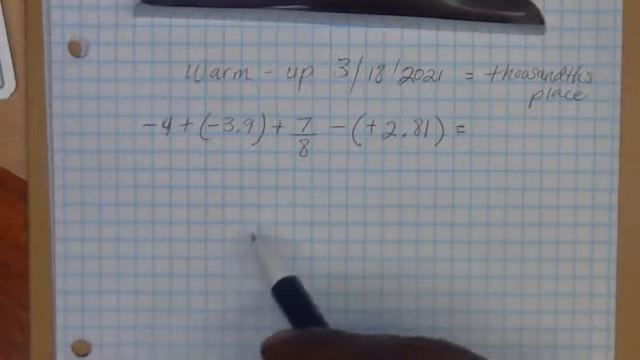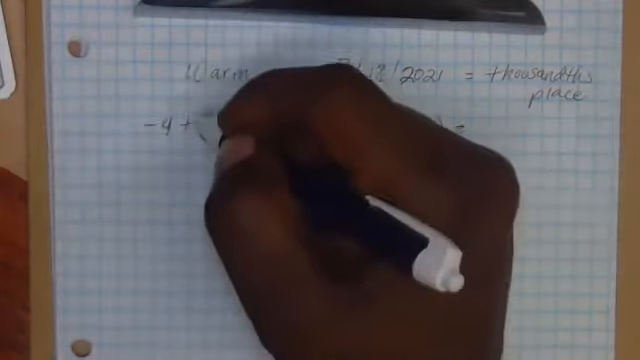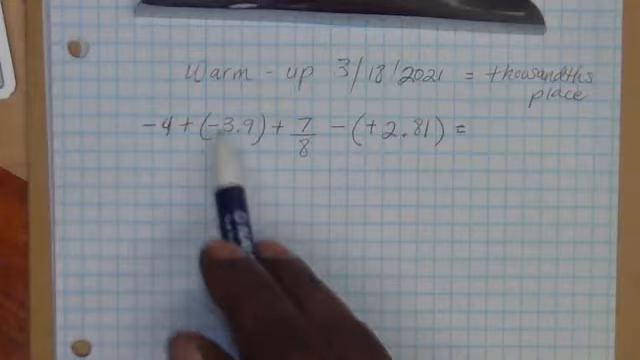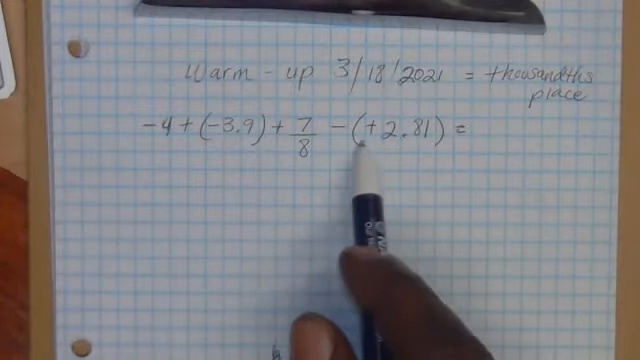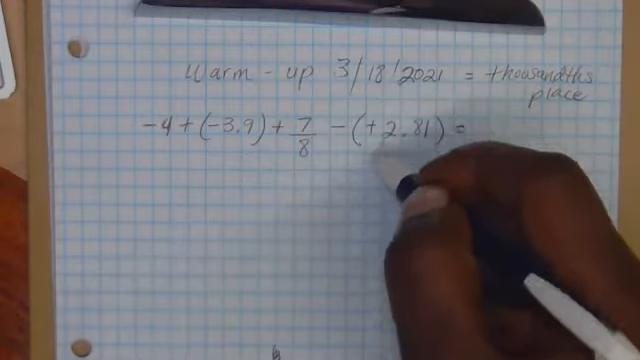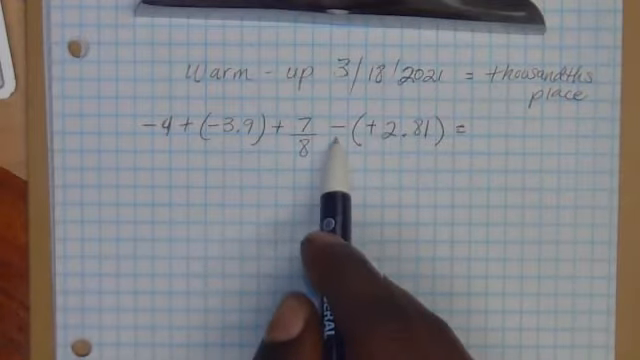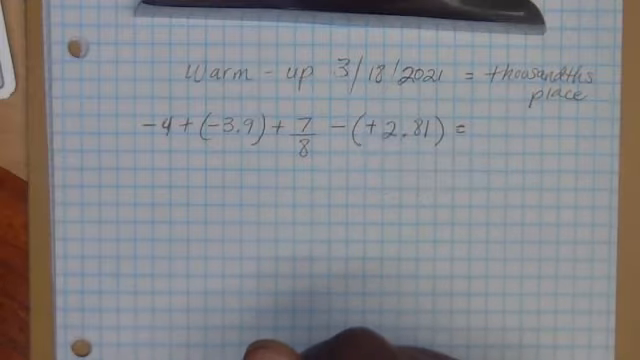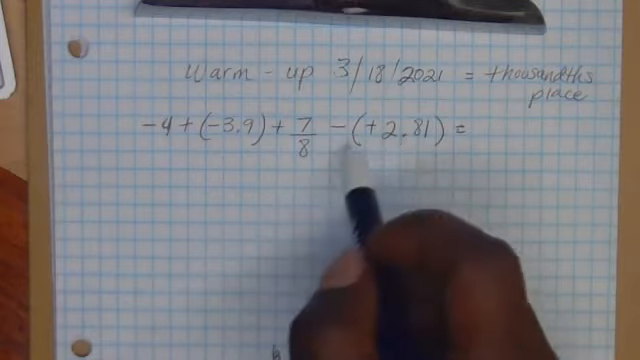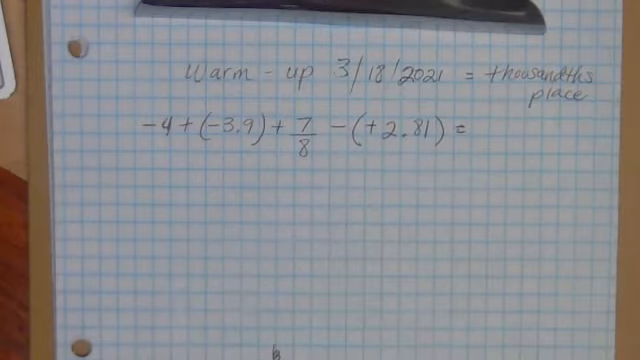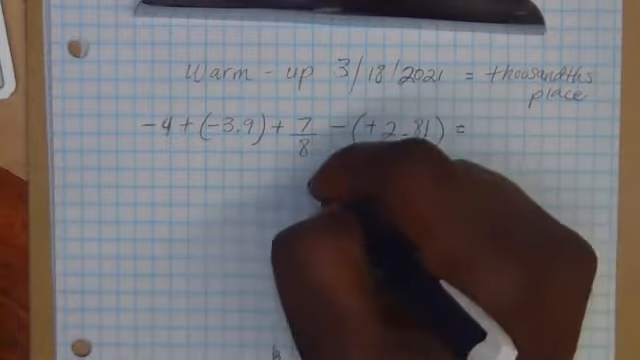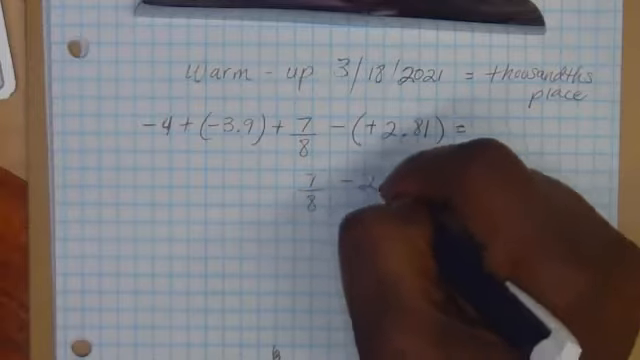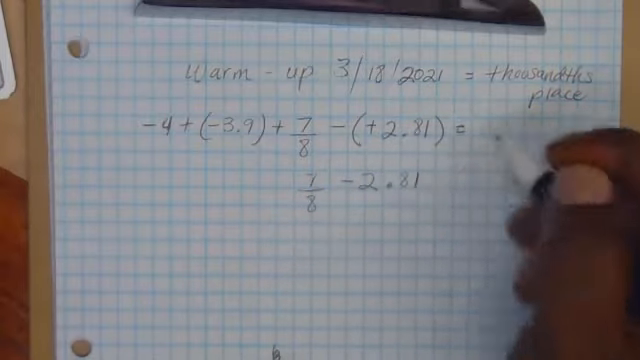Anybody? Well, what we're going to do is use the order of operations, right? And we have the multiplication here with the distributive property. Anytime you see a negative sign in front of a parentheses, it's like a -1, right? So you need to distribute that -1 to the 2.81. And that's going to give you what you already knew you had, which was the 7/8 minus 2.81.